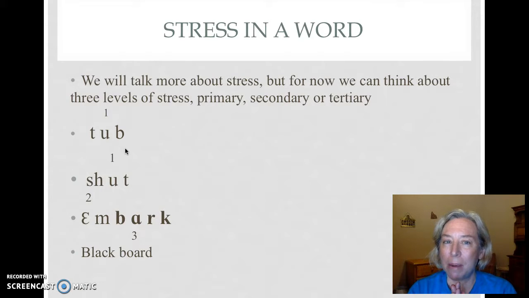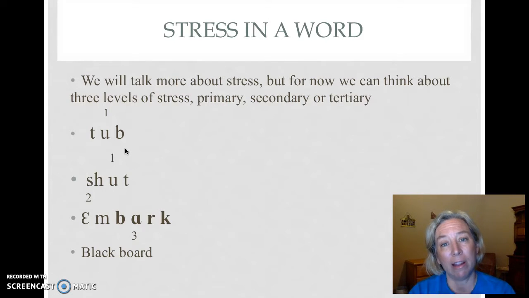Now we're going to talk about another concept, and this sometimes is difficult for people to hear and to conceptualize. In fact, I know that there are people that will say they have stress deafness, where they just really have a hard time hearing which syllable in a word is stressed. Typically in English, we think about 3 levels of stress. It depends on which linguist or which researcher you're talking about. Some will only talk about 2 levels of stress.